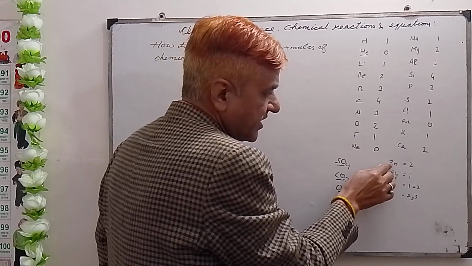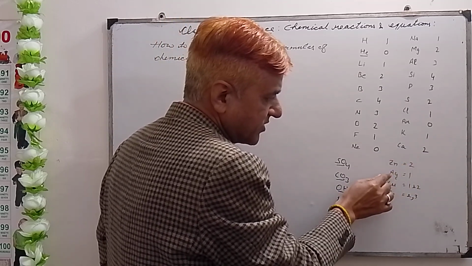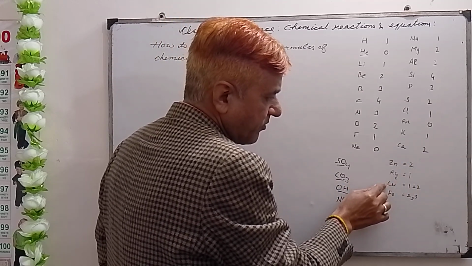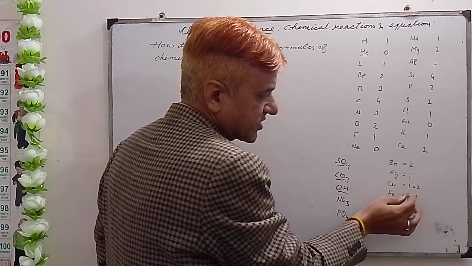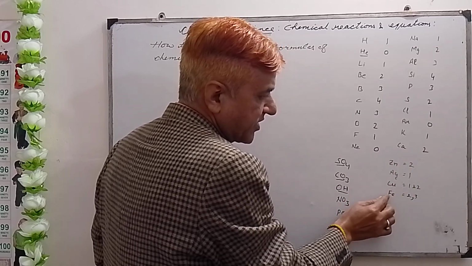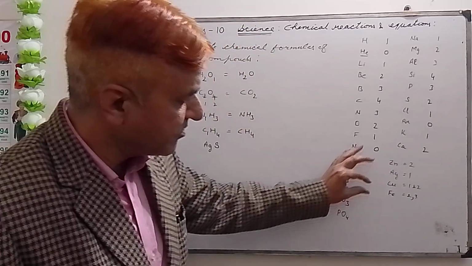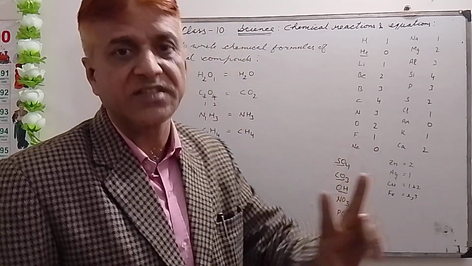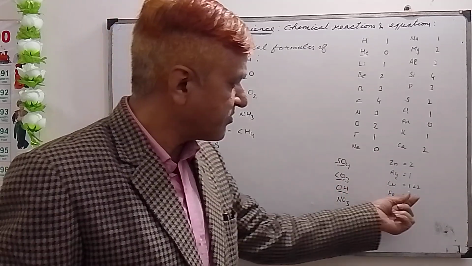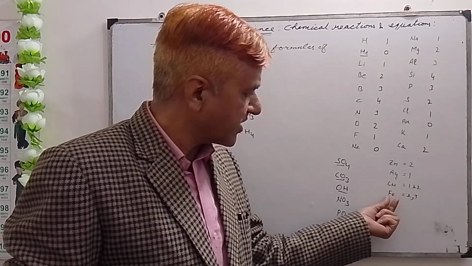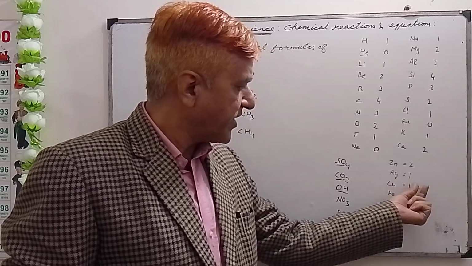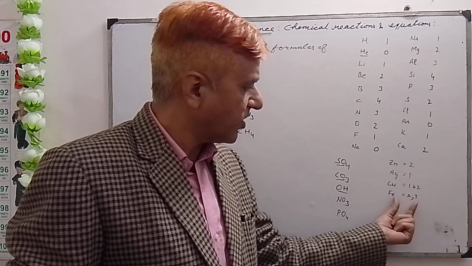So the valency of zinc is 2. The valency of silver is 1. Copper has 2 valencies actually, 1 and 2. Iron also has 2 valencies, 2 and 3. So my dear students, we have some elements which have 2 valencies. Please remember this: copper has 1 and 2, and iron has 2 and 3.